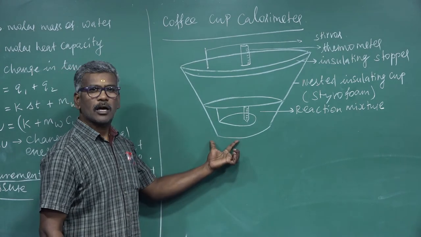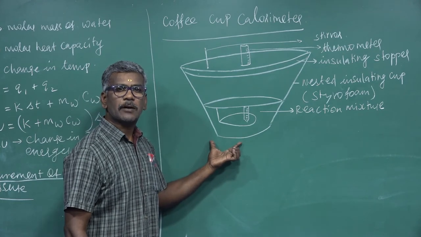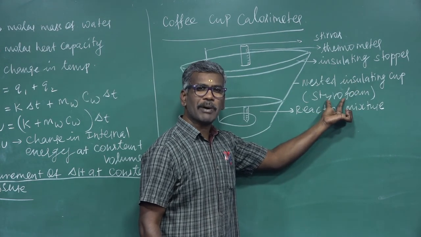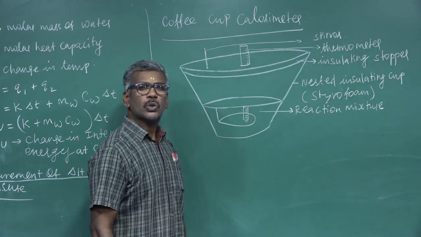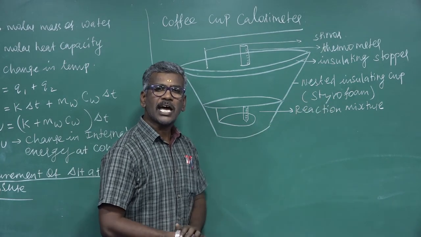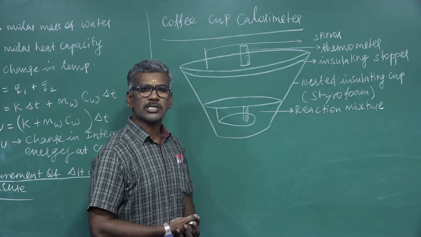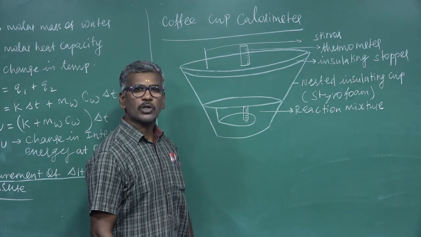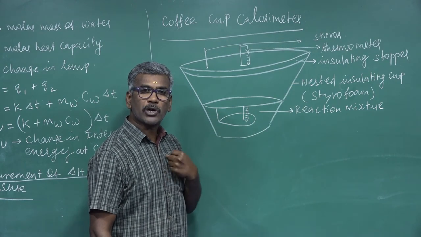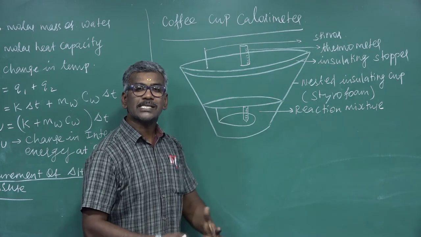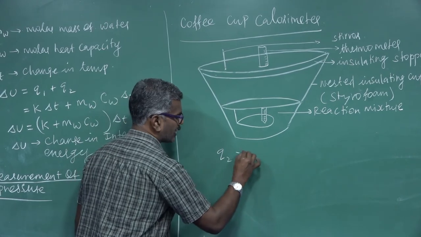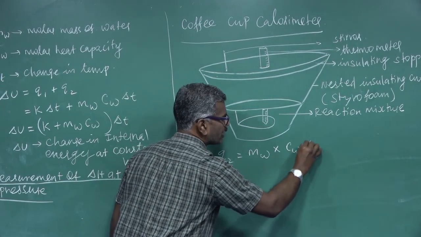This is known as the coffee cup calorimeter, instead of a bomb. We are using a nested insulating cup or styrofoam. It is made up of polystyrene. This is a good adiabatic wall. It does not allow the transfer of heat during the reaction at constant pressure. By using this, we measure the temperature. Here, the amount of heat absorbed or released at constant pressure is known as the heat of reaction or enthalpy of reaction. This equation becomes Q2, that is MW and CW into delta T.